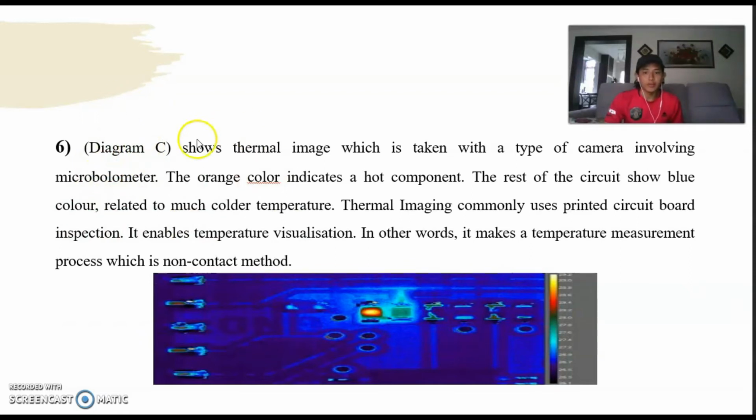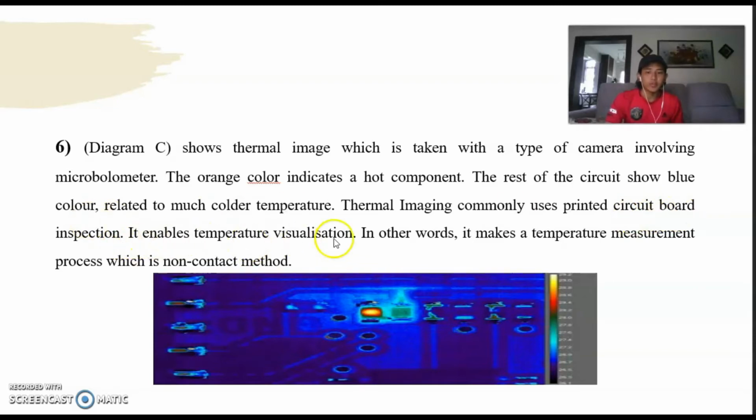And diagram C, which we can see here, shows a thermal image taken with a type of camera involving a microbolometer. The orange color, this one, indicates a hot component. The rest of the circuit shows blue color, related to much colder temperature. When it shows orange color, it tells us that there is a lot of heat here, and the blue one is a cooler temperature. Thermal imaging is commonly used in printed circuit board inspection.